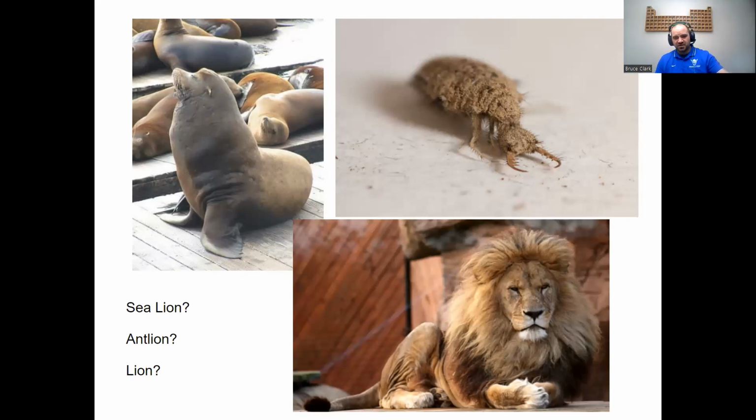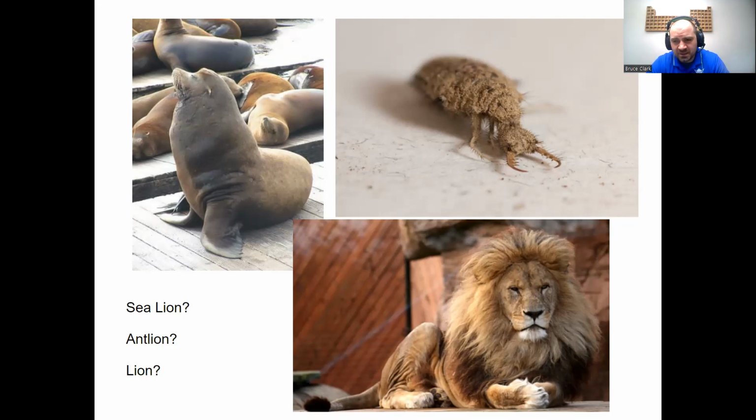Now, most of us would just call that bottom right a lion. But in the top left, that's a sea lion. And the top right, that's an ant lion. Are those three related to each other? Well, kind of. The sea lion and the lion are probably more closely related to each other.